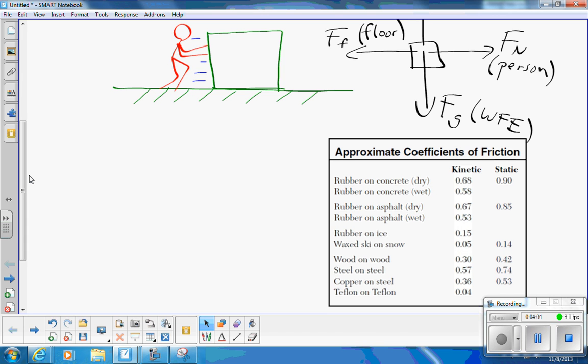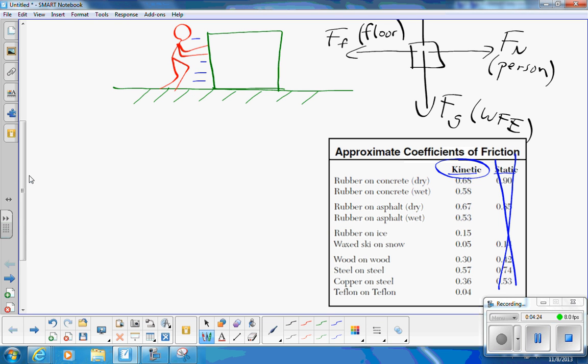Okay, what are these numbers? First of all, I point out that this has two lists, a list of coefficients of kinetic friction and static friction. And again, for today, we're going to focus on the kinetic friction. We'll come back and look at static friction at a later time. So for right now, I'm going to cross these out. They're important, but we're not going to look at them today.